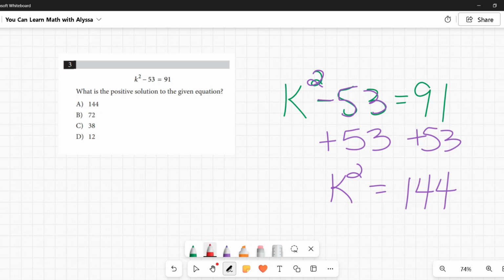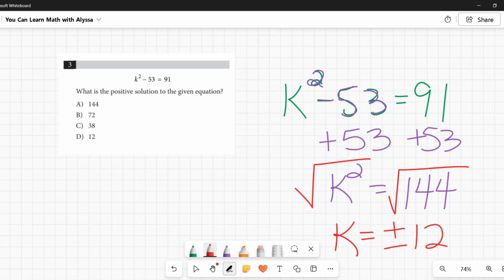Now the opposite of squaring, the way we undo that, is to take the square root of both sides. So the square root of k squared is k, and the square root of 144 is either positive or negative 12. Now, they asked us, what is the positive solution to the given equation? So we want that positive 12, and that is D.